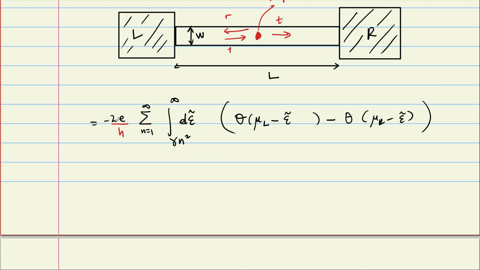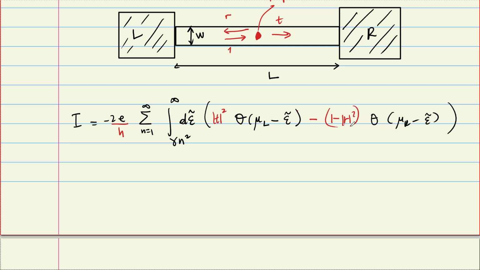All we need to do is, this is the current. Here we need to put t squared for states that are moving to the right, we need to have this transmission, and for states that are moving to the left, we need to have minus 1 minus r squared. But we know 1 minus r squared is t squared.